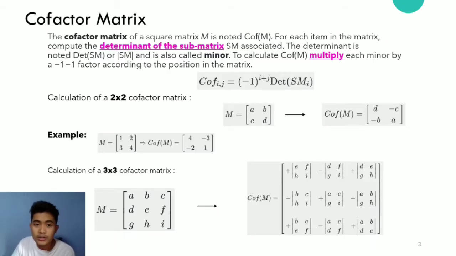First, we get the cofactor matrix. The cofactor matrix of a square matrix M is noted by cof M. For each item in the matrix, compute the determinant of the submatrix Sm associated. The determinant is noted det Sm and is also called the minor. To calculate the cofactor of M, multiply its minor by a factor of minus 1 according to the position in the matrix.